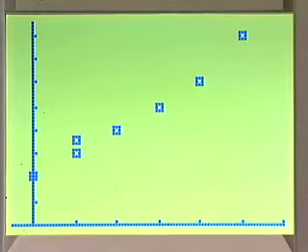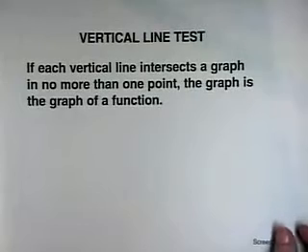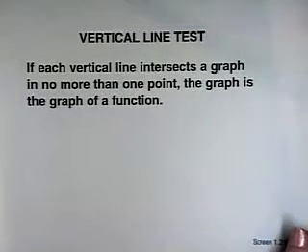Next, let's see how we can look at a graph and tell whether or not it's a function. In order to do that, we're going to look at something called the vertical line test. The vertical line test states if each vertical line intersects a graph in no more than 1 point, the graph is the graph of a function.